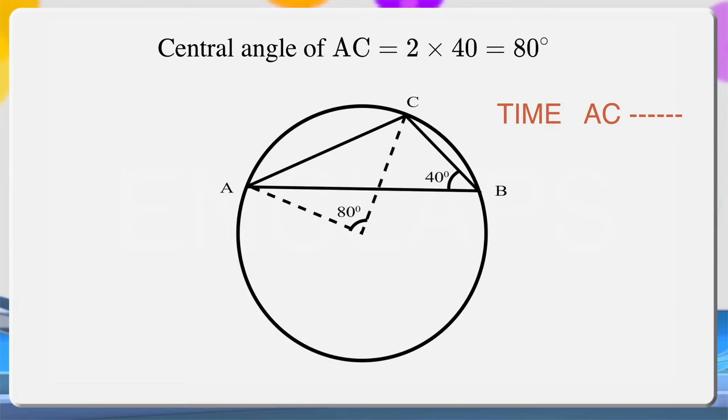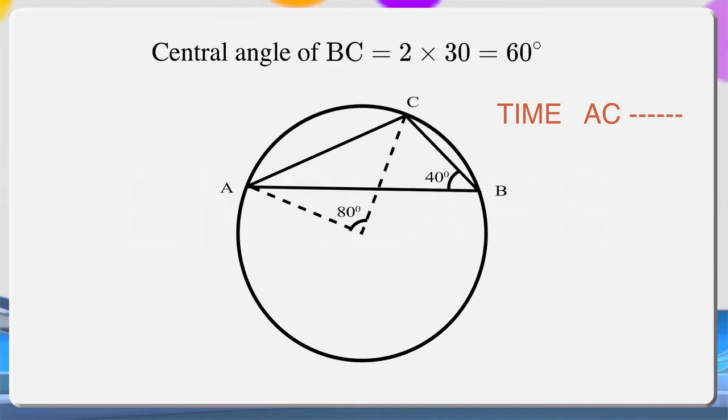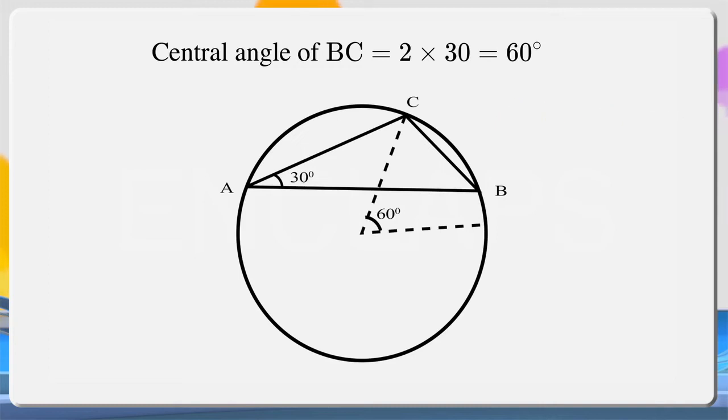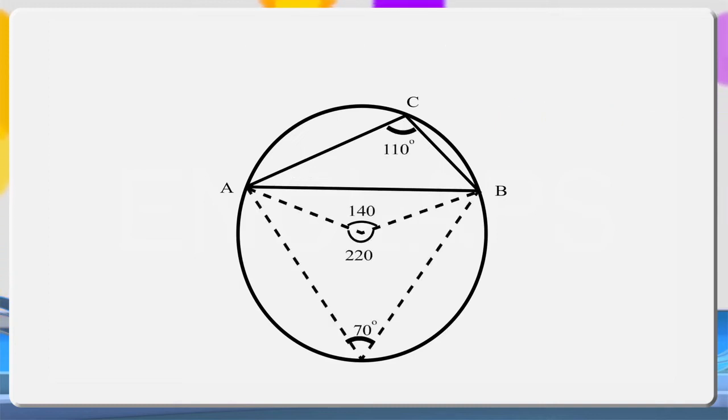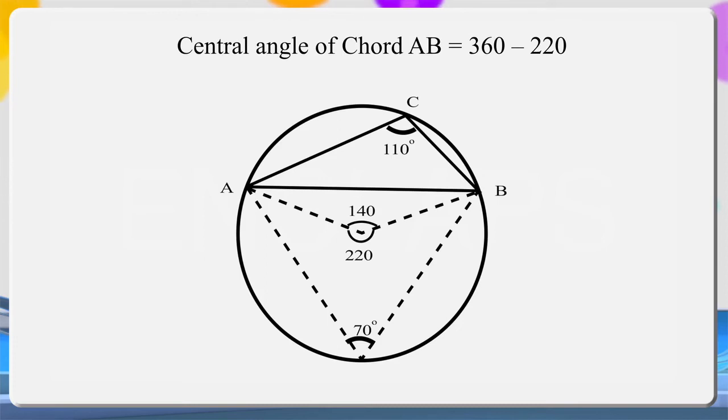The central angle of AC is double the angle B, that is 2 into 40 equals 80, because B is an angle formed at the alternate arc of AC. Similarly, central angle of BC will be double the angle of A, which is 60. To find the central angle AB, join A and B to the center. So we get the central angle of the other part as 110 into 2 equals 220. So the central angle of chord AB equals 360 minus 220, which equals 140.